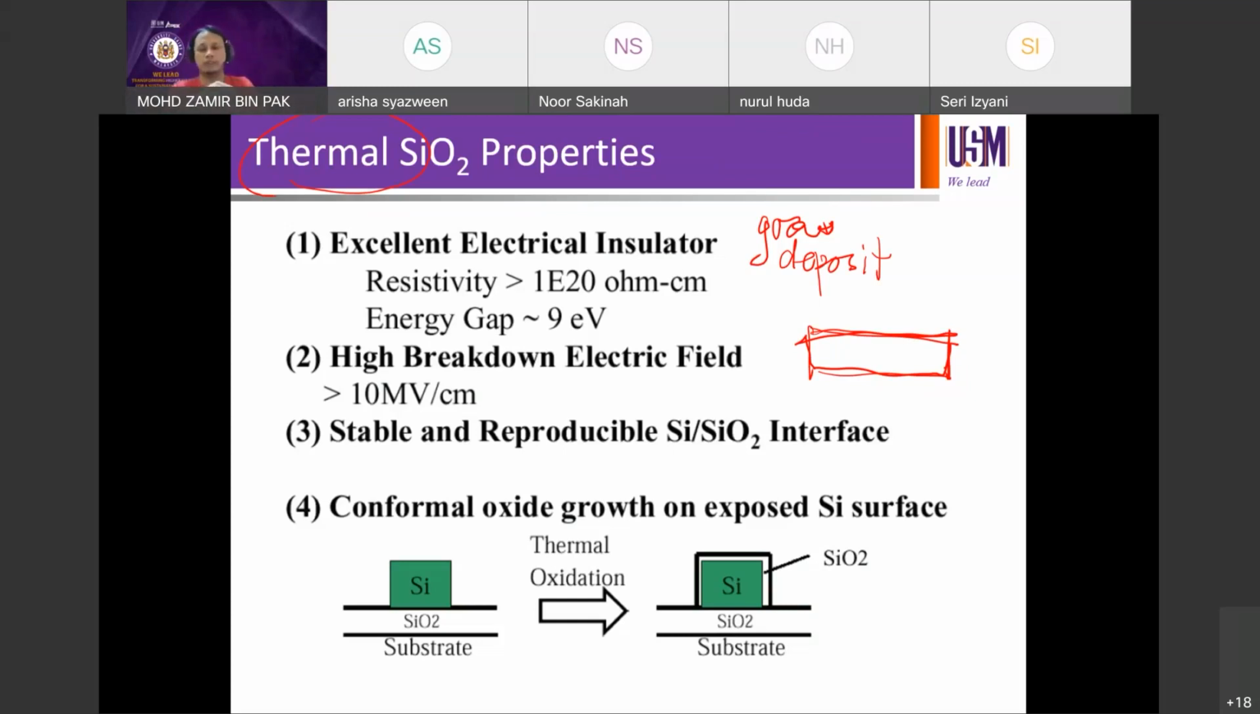Tapi kalau you grow oxide, you tumbuhkan oxide daripada silicon tu sendiri, right? Silicon tu is the supplier of the silicon dioxide. Okay, but if you deposit, dia macam cat je, you cat, tapi dia tak kacau apa-apa pun the underlying surface. The underlying surface is exactly the same. So that's the difference between thermal oxide that we grow and silicon dioxide that we deposit, right? Two different terms, grow and deposit.